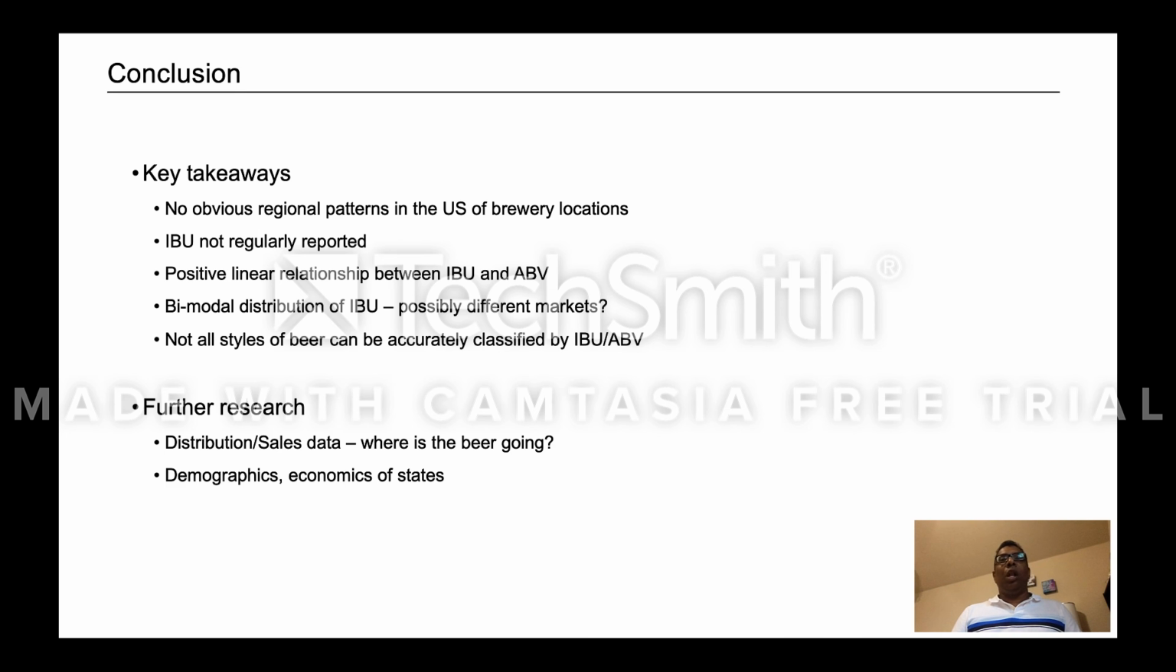Next, we want to call out a couple of things outside this project for further research that might be interesting, which is actually looking at the distribution of sales data to know where the beer is going and some demographics and economics of the state.